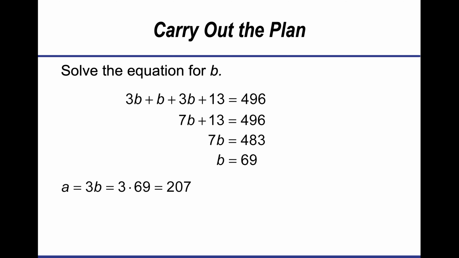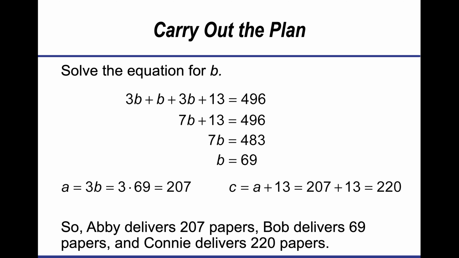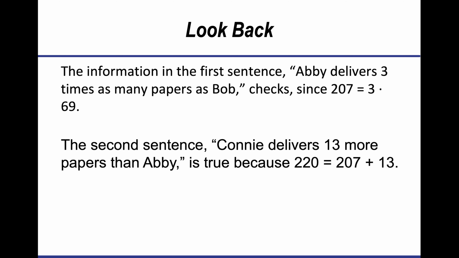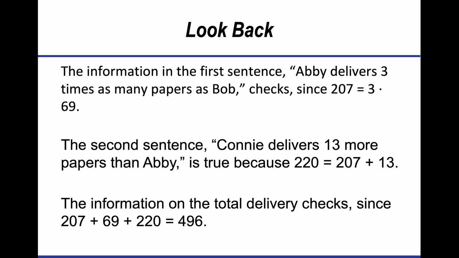Let's check it out. When I plug that in, I get 207. And then I can go backwards and solve for C and look at what Abby delivered and Bob delivered and Connie. So once I get that answer for B of 69, I'm working backwards to figure out the other people's paper routes. So then I'm going to look back at it and I'm going to think about this. Abby delivers 3 times as many. Does that check out with 207 equals 3 times 69? I'm going to check Connie.